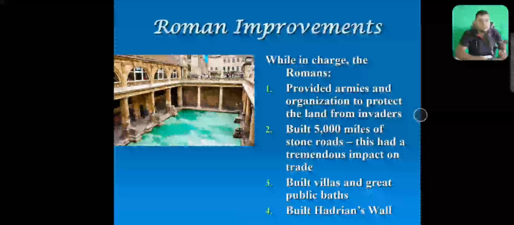They built villas and great public baths. We know that public baths are common these days in our area. So they built villas and great public baths.